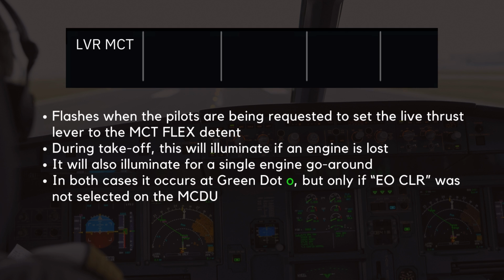During takeoff, this will illuminate if an engine is lost. It will also illuminate for a single engine go-around. In both cases, it occurs at green dot, but only if engine out clear was not selected on the MCDU.